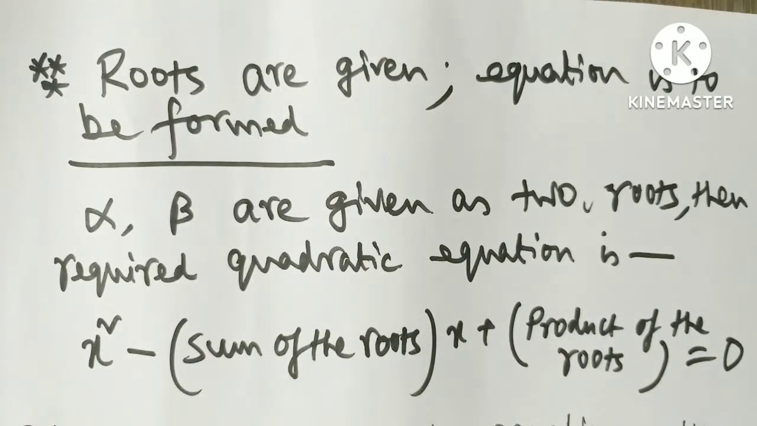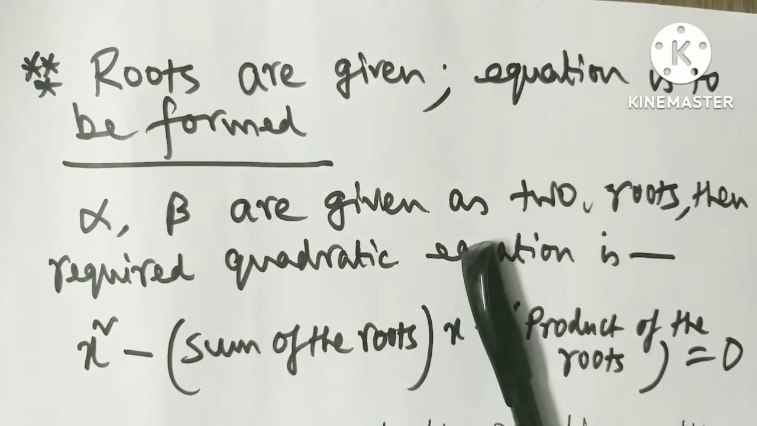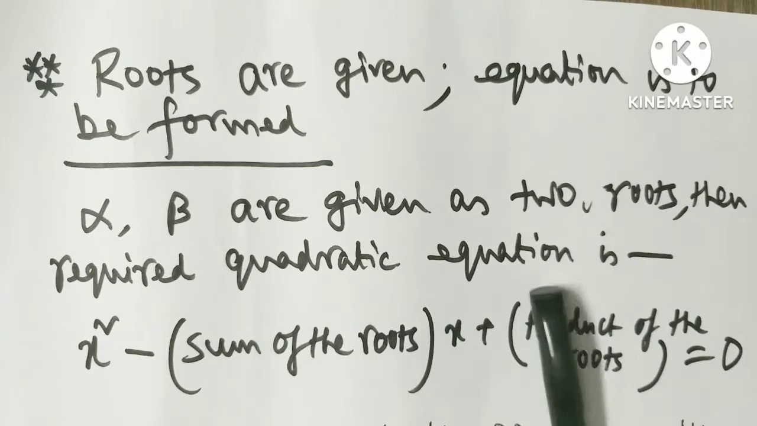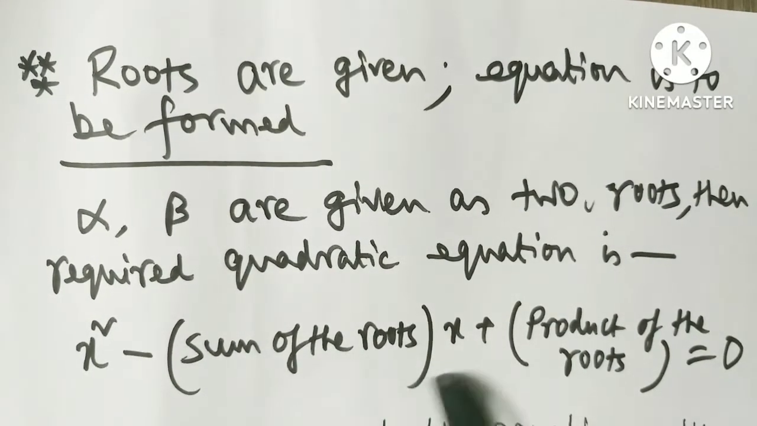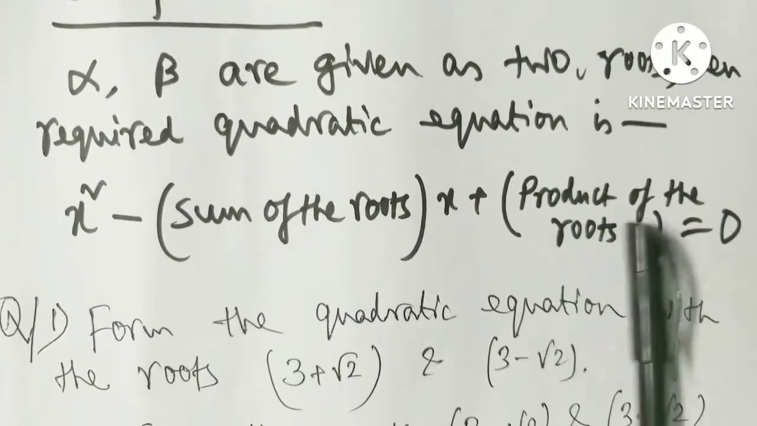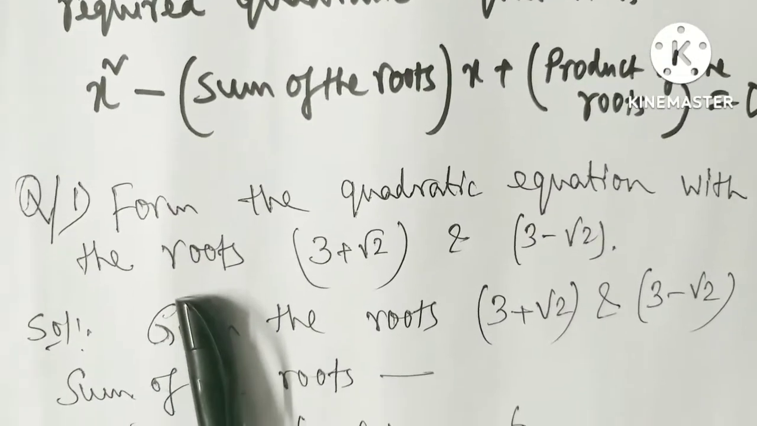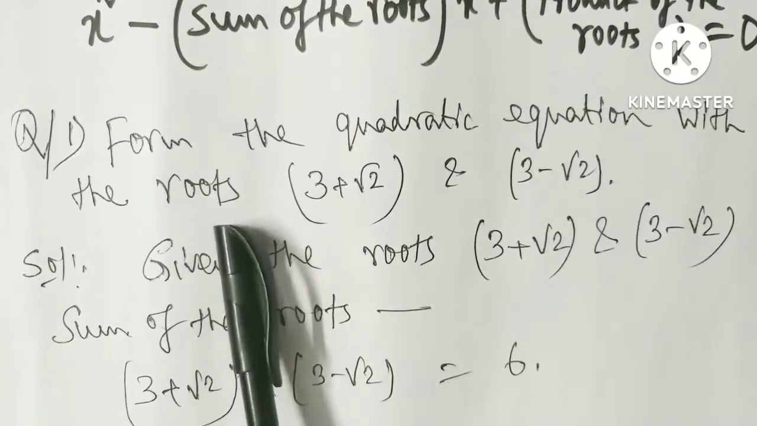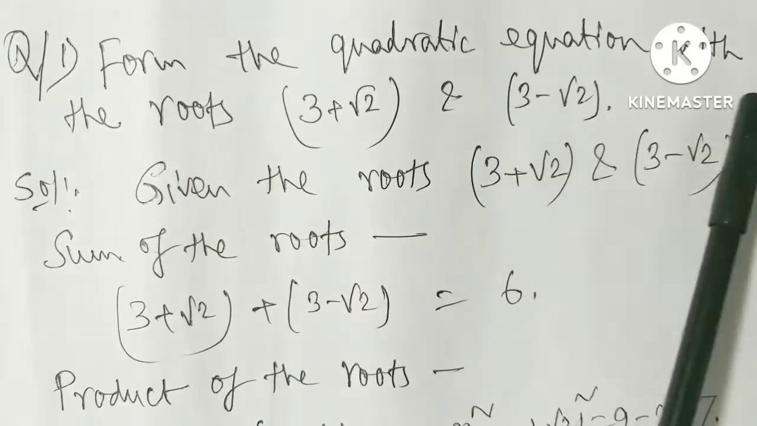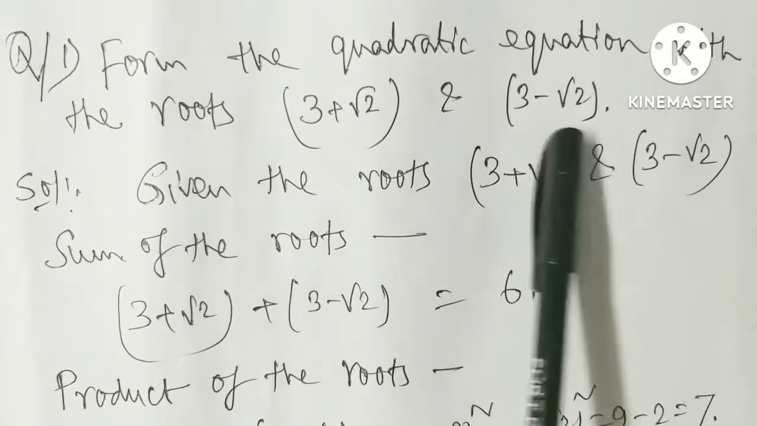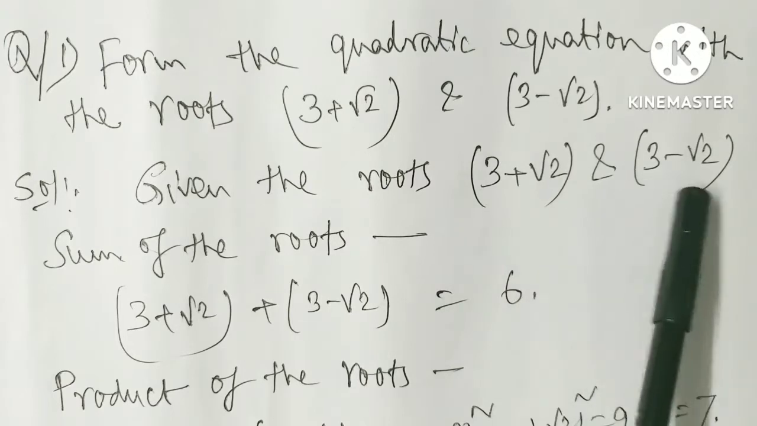Now we will discuss the case where roots are given and the equation is to be formed. If alpha and beta are given as the two roots, then the required quadratic equation is x² − (sum of the roots)x + product of the roots = 0. Now we present two examples. Form the quadratic equation with the roots 3 + √2 and 3 − √2.